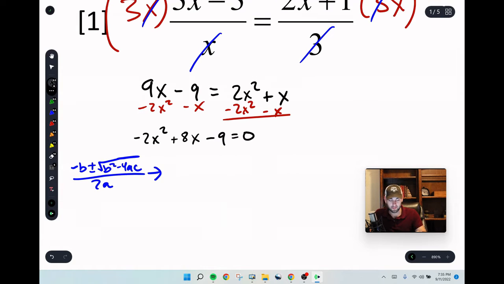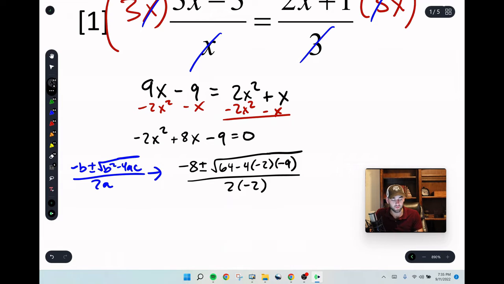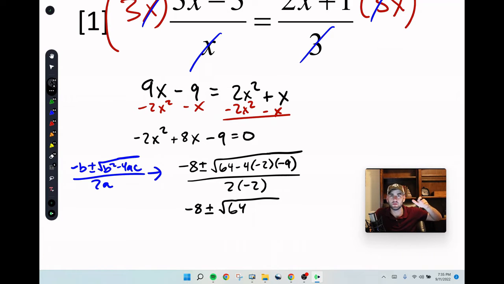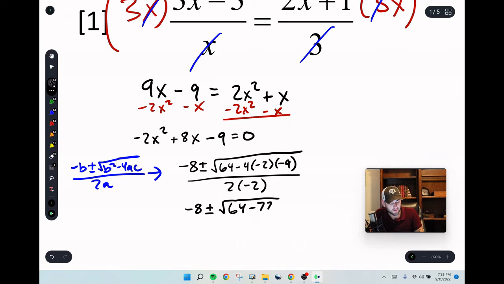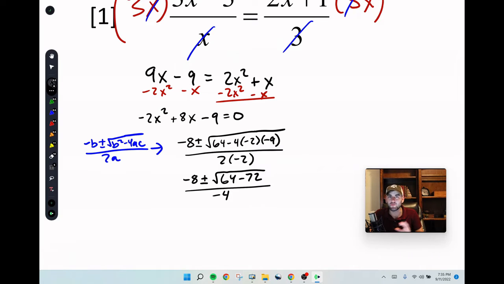So we end up with negative 8 plus or minus the square root of 8 squared, 64, minus 4 times negative 2 times negative 9, all over 2 times negative 2. All right, let's take care of what we know is pretty simple. We know that negative 8 stays alone. We know that 64 we're going to leave alone for now. Let's combine all that stuff. 4 times 2 is 8, times 9 is 72. There are 3 minus signs, so it stays negative. So we end up with minus 72 all over minus 4. Not too bad. Looking like there are going to be some nice easy numbers, maybe an 8, a 4, and a 2 happening.